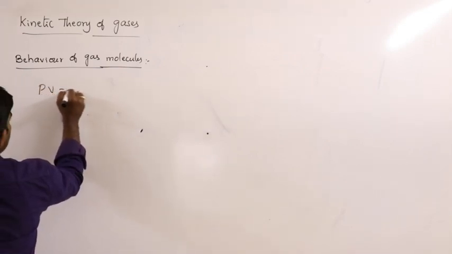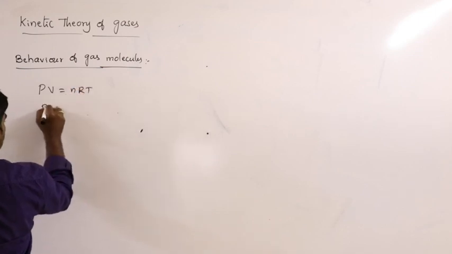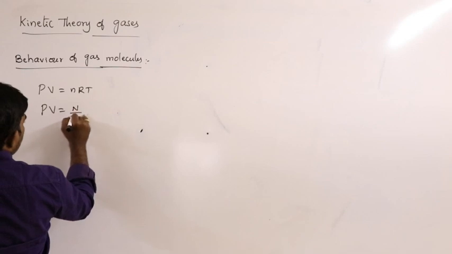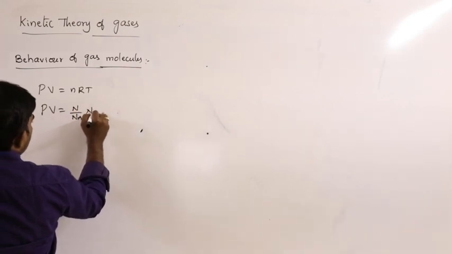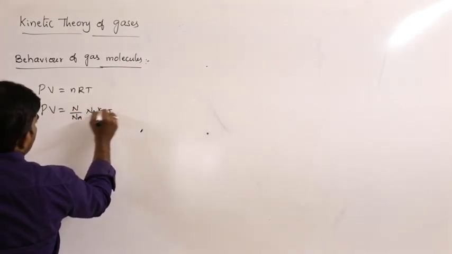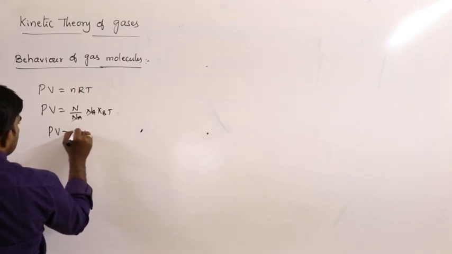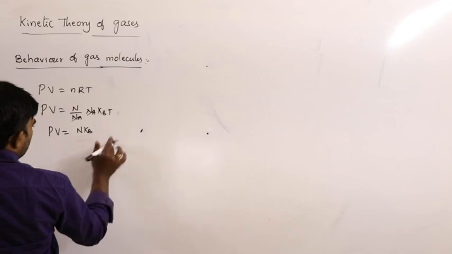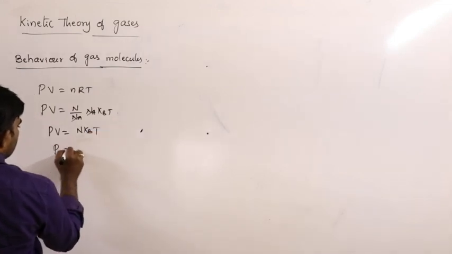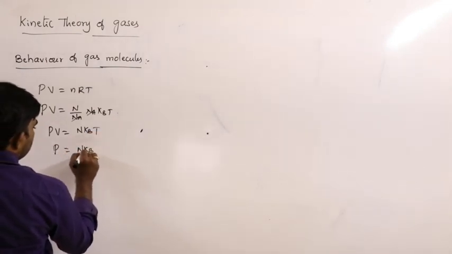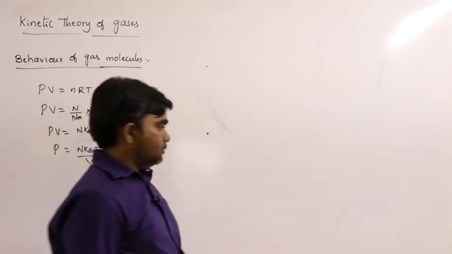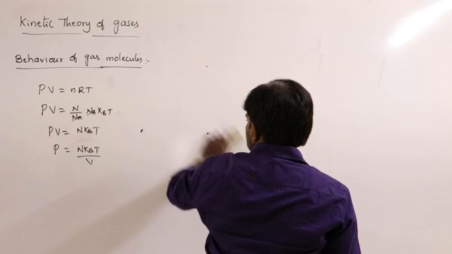We know PV is equal to nRT. So PV is equal to n written as N by N_A, into N_A K_B T. So PV is equal to N K_B T, and P is equal to N K_B T by V.